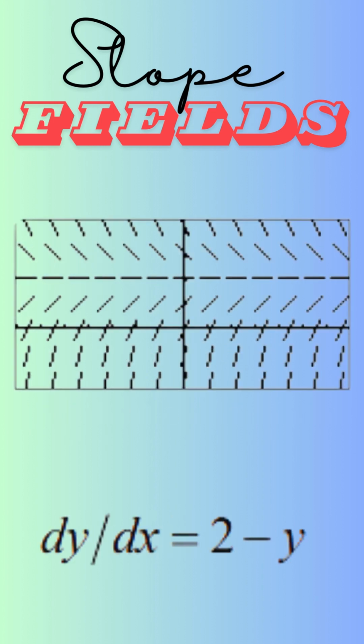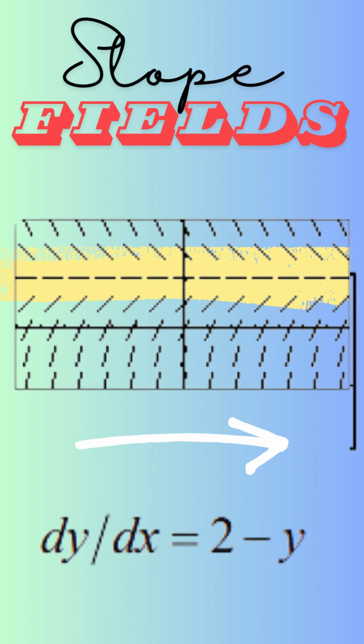And then along those same lines, if you just have a y value in your differential equation, that means that your slopes are going to be the same horizontally across the screen. And one other thing I see here is when y equals 2, the differential equation will equal 0. So that's a tip for when you just have a y variable.